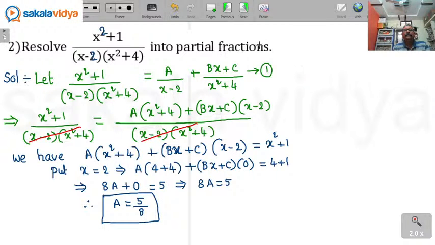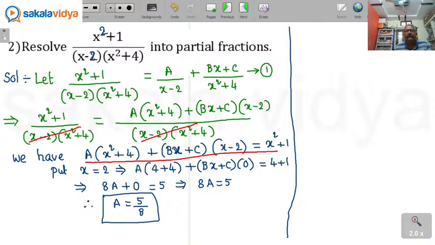So that means the A value has been obtained. But we need to find out Bx plus C. So let us proceed with this method now. We need to simplify this expression. Concentrate on this one. So how could we simplify? Let us simplify it now.